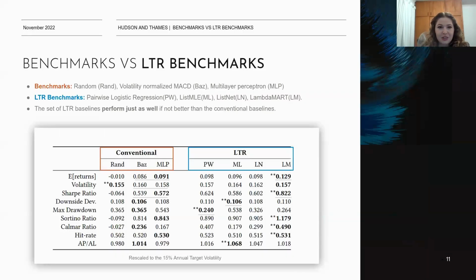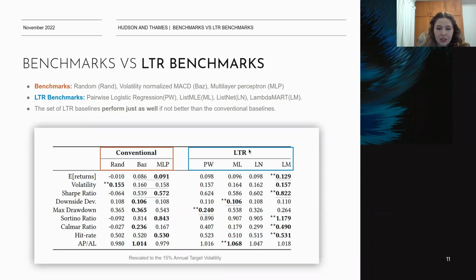Okay. First off, the normal benchmarks. The conventional ones include choosing assets at random to long and short, the volatility normalized MACD, that's BAS, this one over here, and then the multi-layer perceptron, MLP. If we look at these two for a sec, we can see that the MLP outperforms the BAS when it comes to returns and also the Sharpe ratio. The authors give a reason for this: they say that the multi-layer perceptron is overfitting. So that's one reason that they give.